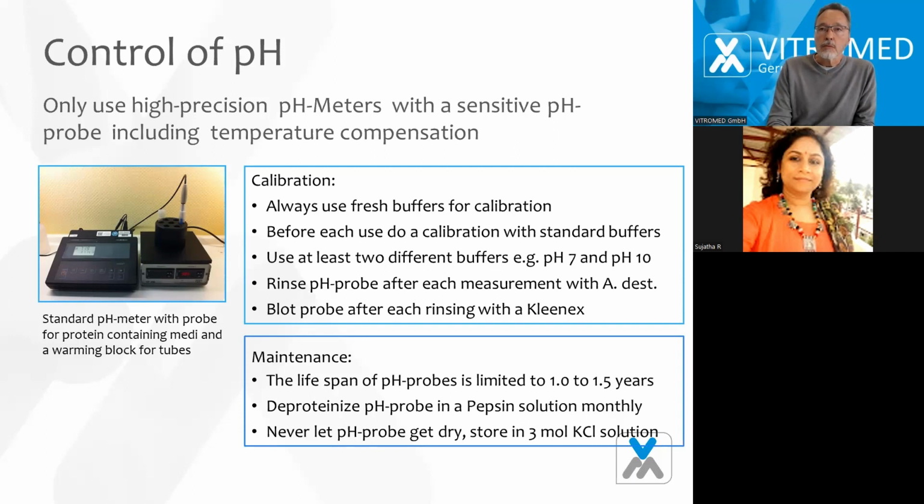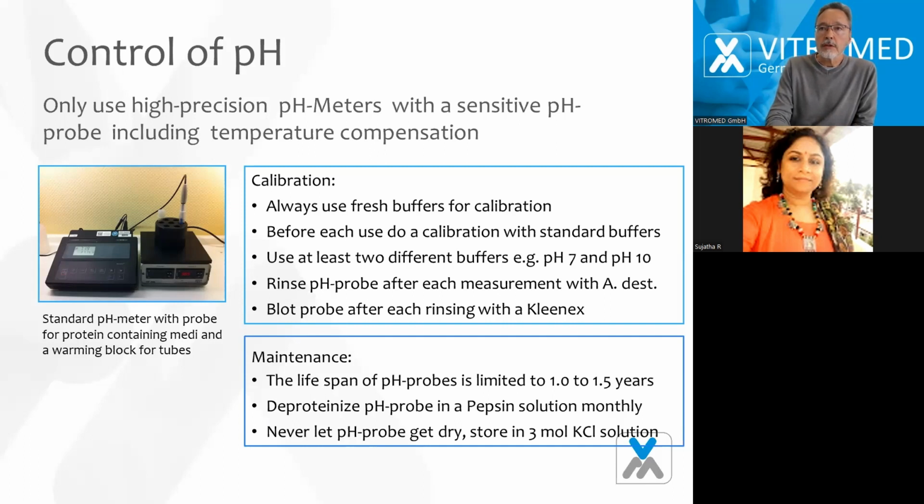Okay, how to calibrate this? Always use fresh buffers for calibration. This is very important because a lot of standard buffers for pH measurements contain, for example, phosphates. And phosphates are good food for bacteria. If you have bacteria in your buffers, this is not really good. You will not have the real value for your pH.